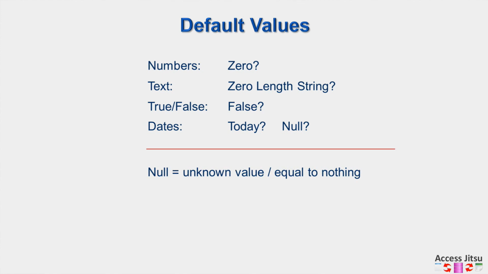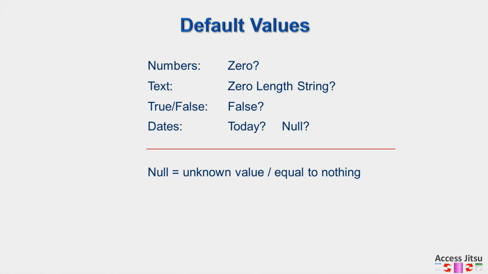Null, what is null? A null is an unknown value. It's not equal to any value. It's not equal to spaces. It's not equal to zeros. It's unknown. So you'll often find dates that haven't been filled in Access will be nulls.